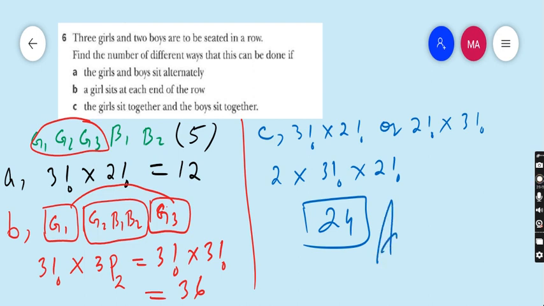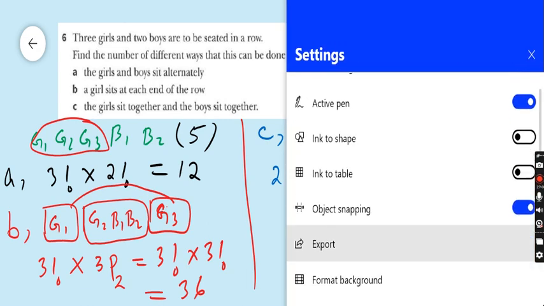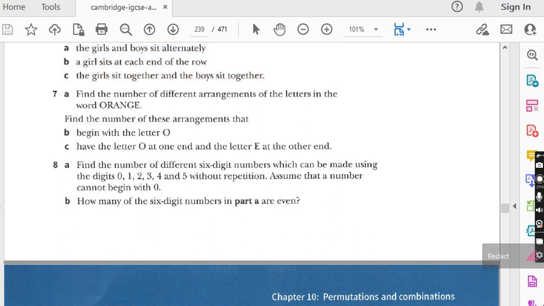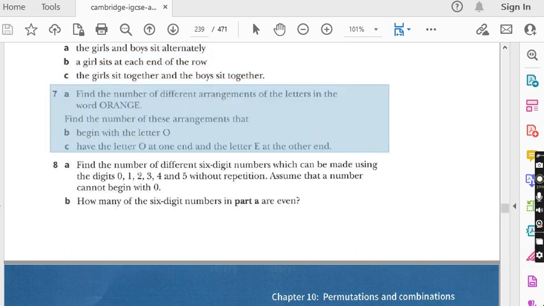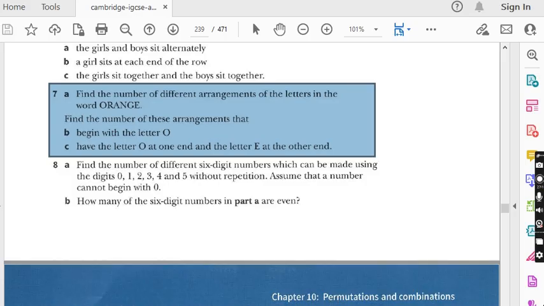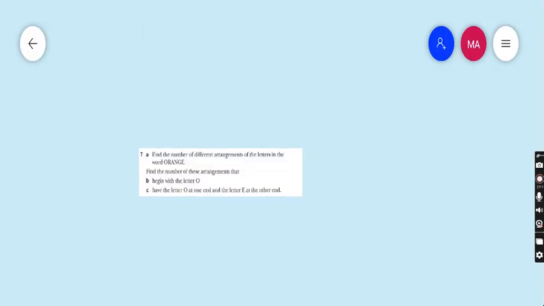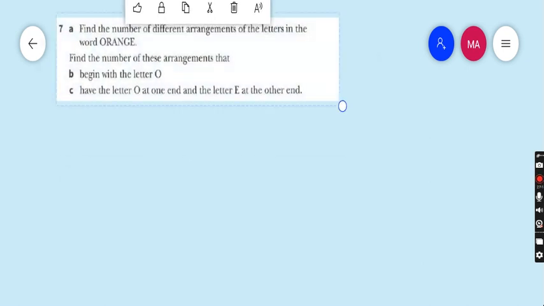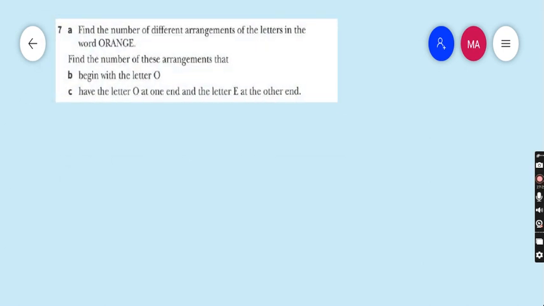So students, this is question number 6. Hope you enjoy this question. Move to question number 7. Part A. Find the number of different arrangements of the letters in the word orange.